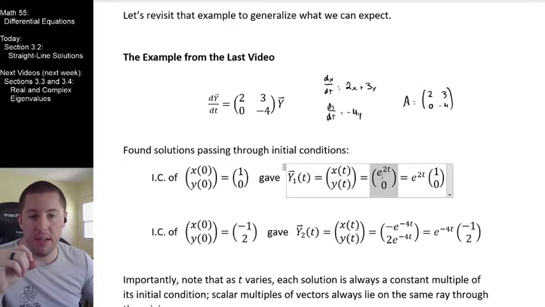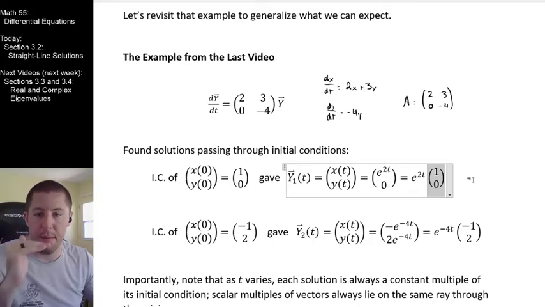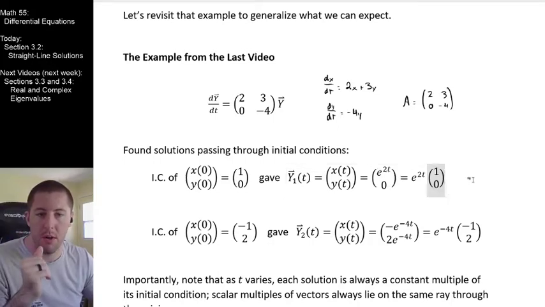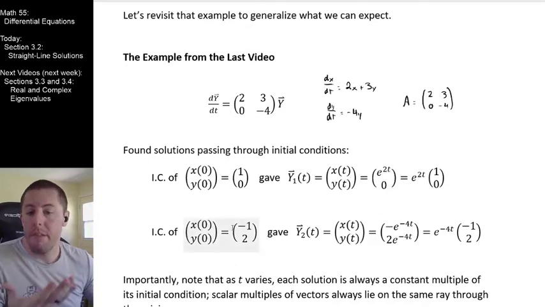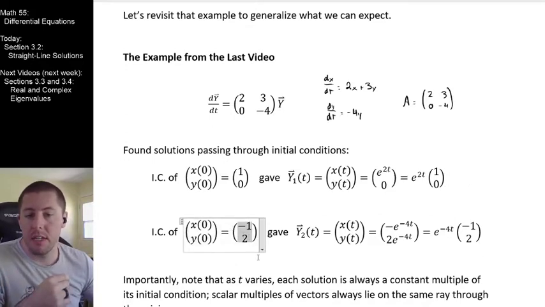By factoring out e to the 2t, I have e to the 2t as a constant sitting out front, times the vector 1, 0. I just factored out e to the 2t from both the top and the bottom part, the x component and the y component, and that just left me with 1, 0. Very similarly, we were given a second initial condition here of negative 1, 2 for x and y.